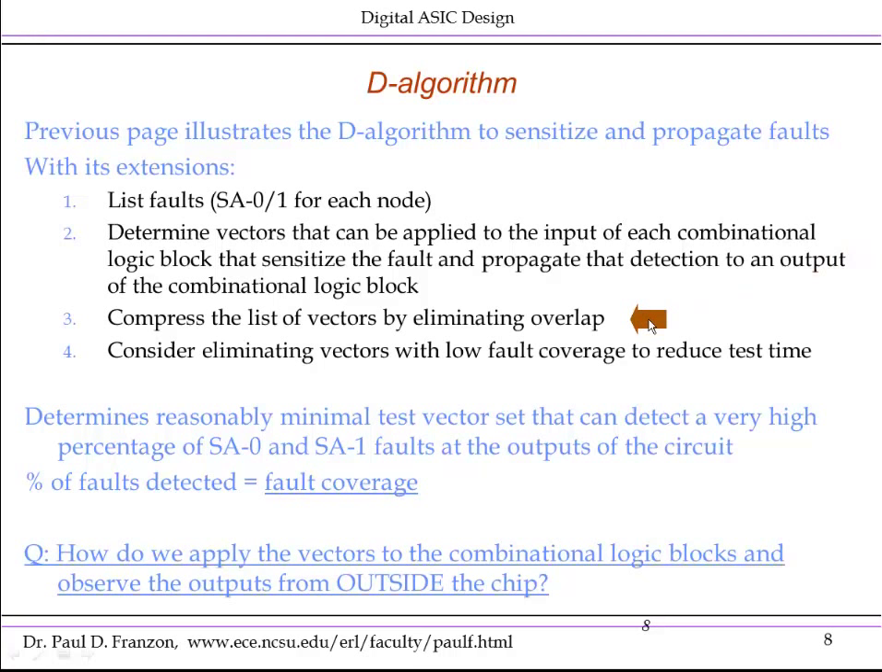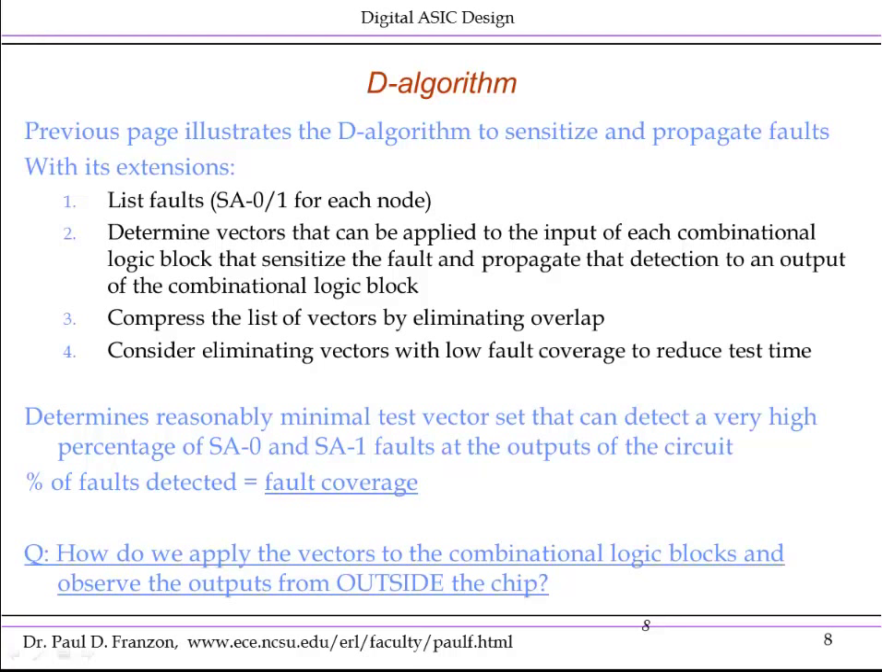We then compress that list of vectors. We want that vector set to be as short as possible to minimize time on the testing machine. And there are various algorithms that do this, that eliminate overlap between test vectors so that we can produce test vectors that actually can detect and propagate many faults. And sometimes we even go in and remove test vectors that only detect one fault and propagate it. That is, we sometimes accept a reduction in test cost by reducing test time by eliminating these low-yielding vectors after compression.